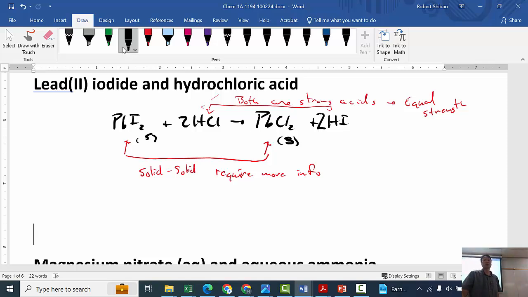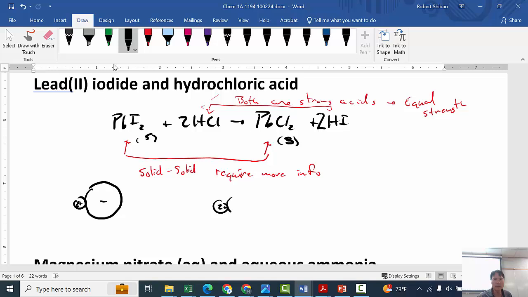So what you could do is try this from a more theoretical perspective. Let's look at the bond holding lead ions and iodide ions together. If we have lead, that's a 2+ ion there, and then we have iodide. Which one's bigger, iodide or chloride? Iodide's bigger. And the charge on iodide is -1. And so we'll throw a lead ion here and then a chloride.